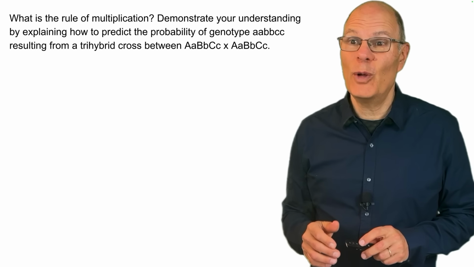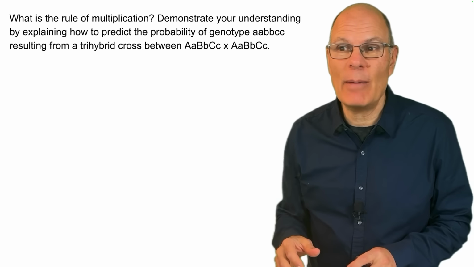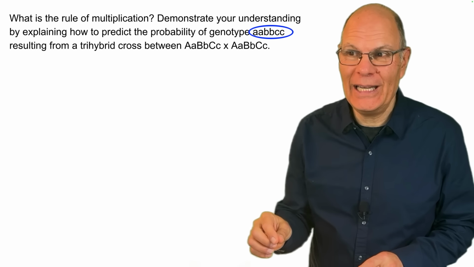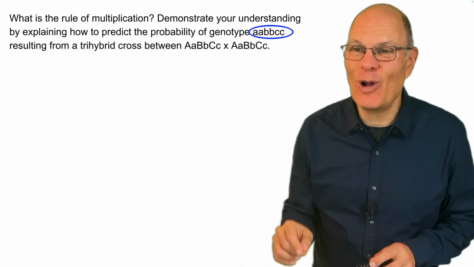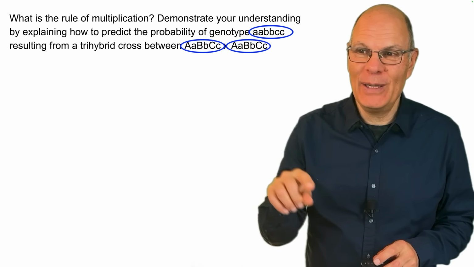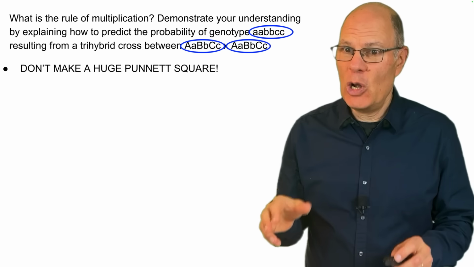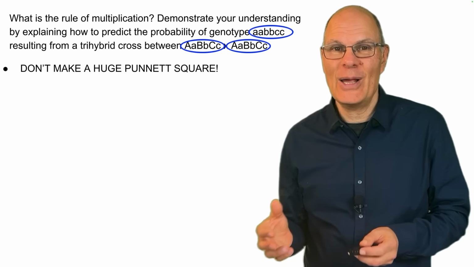What is the rule of multiplication? Demonstrate your understanding by explaining how to predict the probability of genotype little a, little a, little b, little b, little c, little c, resulting from a trihybrid cross between big A, little a, big B, little b, big C, little c times the same. Don't make a huge Punnett square to try and solve problems like this.